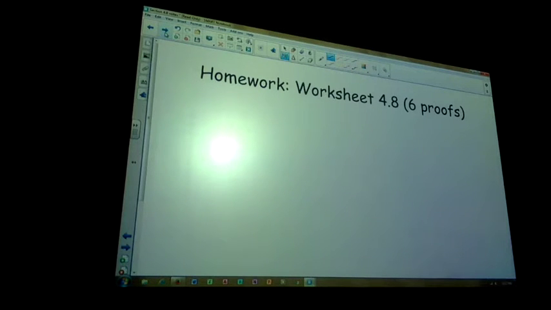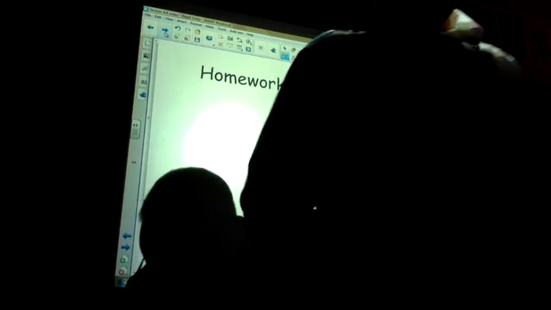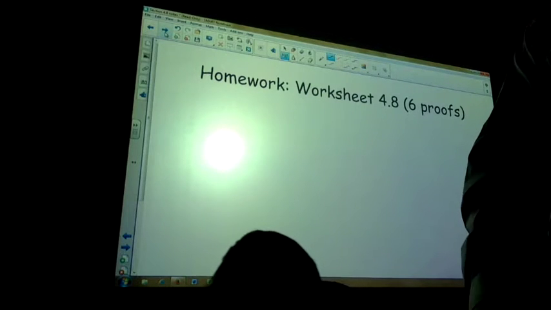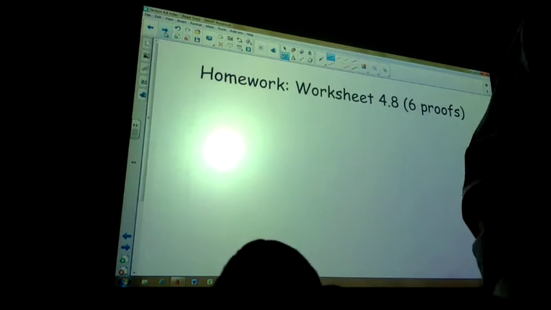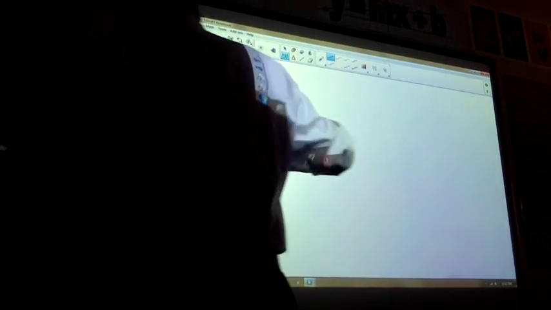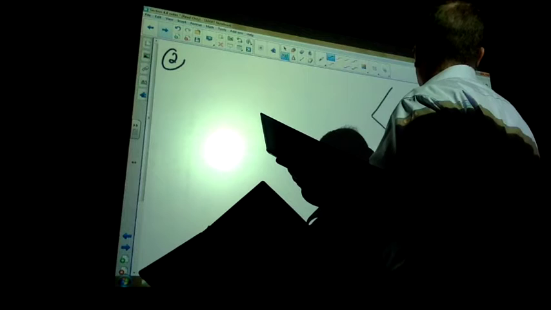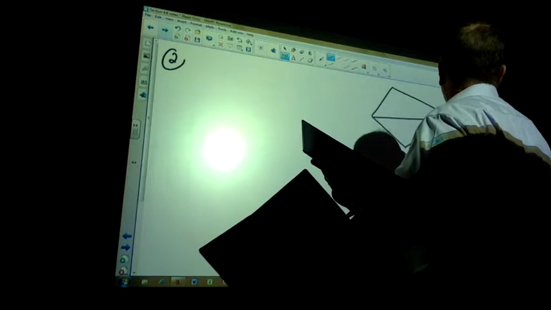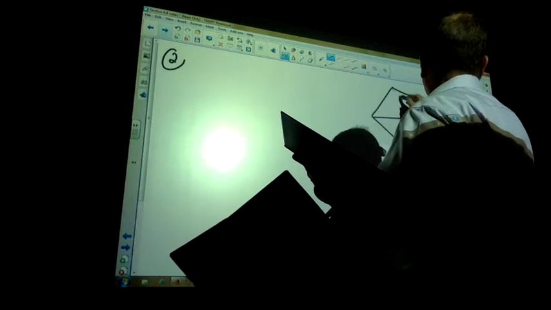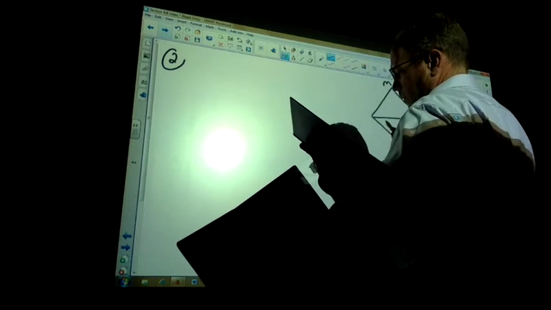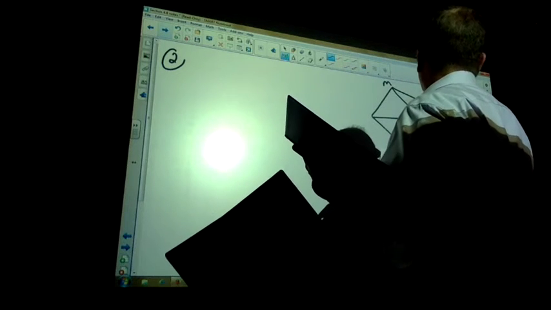All right, we have time for one of those proofs on that worksheet. Number one. Five. Six. Five or six. What are those two? I like 2. Six. All right, the debate's over. Is that a Q? Yes, it's a Q.